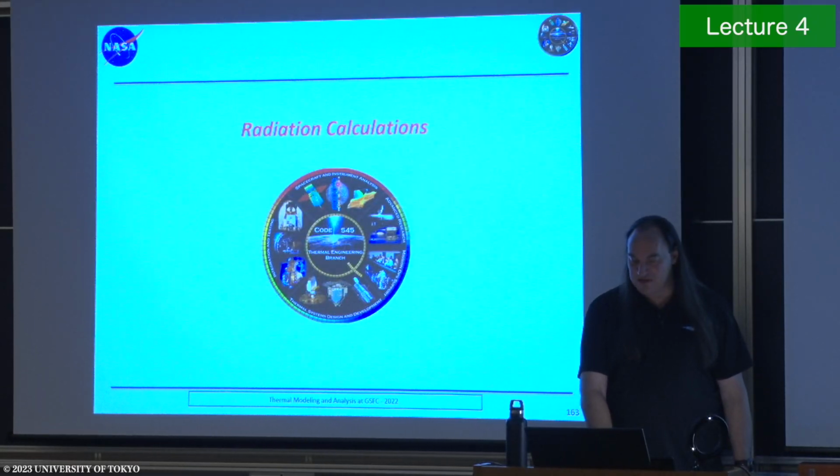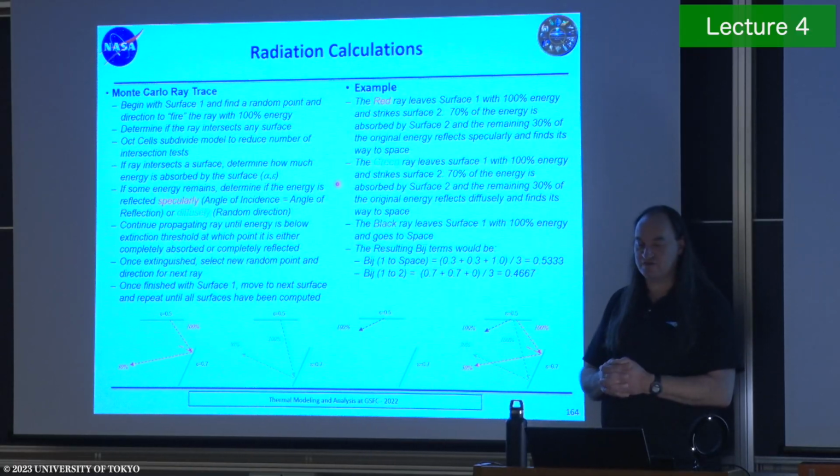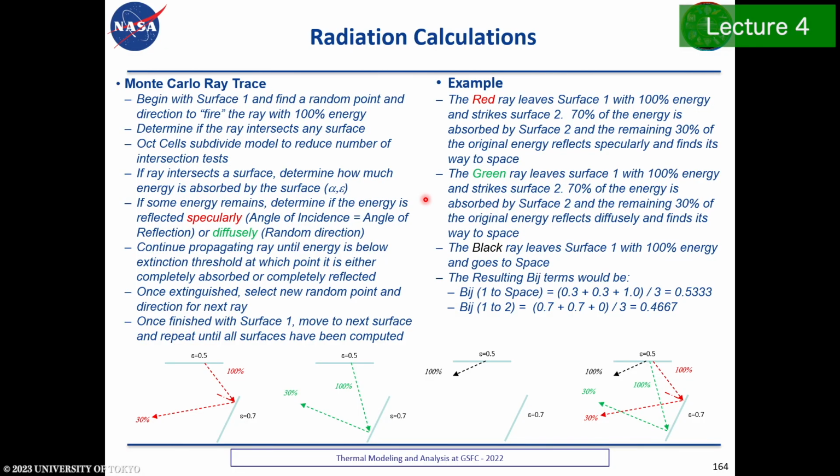All right, so radiation calculations. This is definitely an important part, so I want to make sure everybody understands this. A Monte Carlo ray trace is basically a random event or sequence of random events. I begin with a random point on a surface, and I fire a ray in a random direction with 100% of its energy. And I trace that ray until it intersects the surface.